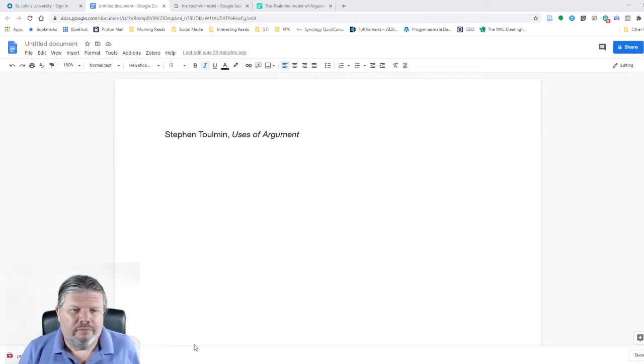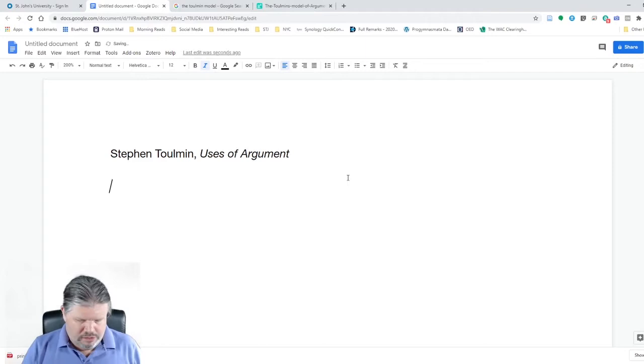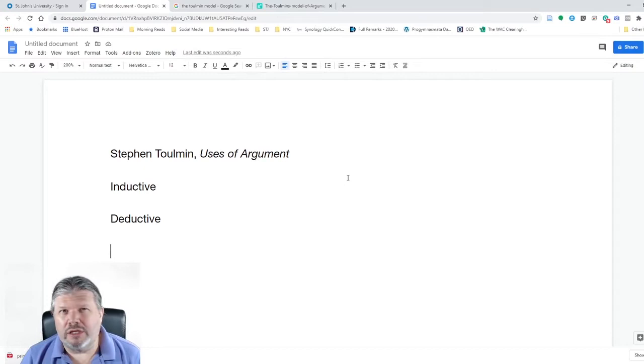On the document. Let me make it a little bigger for you here. I don't think it's big enough. All right. So let's think about these two kinds of reasoning that philosophy has, or that most people teach when they teach argumentation: inductive and deductive reasoning.